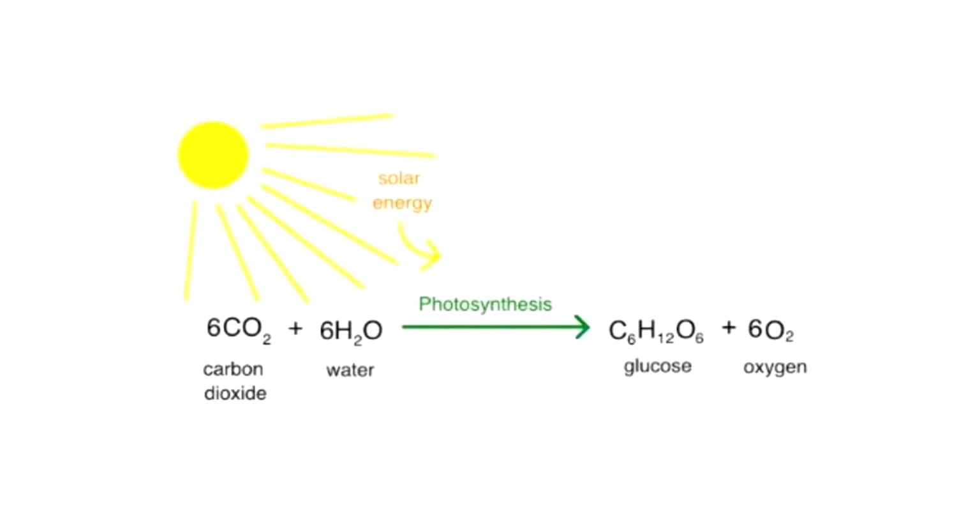This is the chemical equation of the process photosynthesis. Here, six molecules of carbon dioxide are combined with six molecules of water to yield one molecule of glucose, and along with it, six molecules of oxygen are also released into the atmosphere.